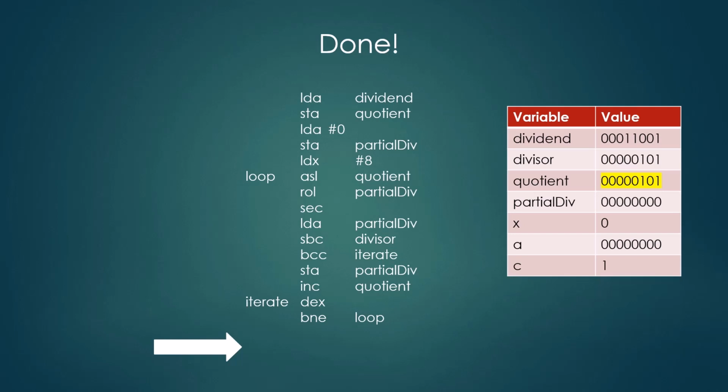Oh, pardon me, let me get my red pointer. Here is the answer in quotient. Our answer is 5, and our remainder is 0.